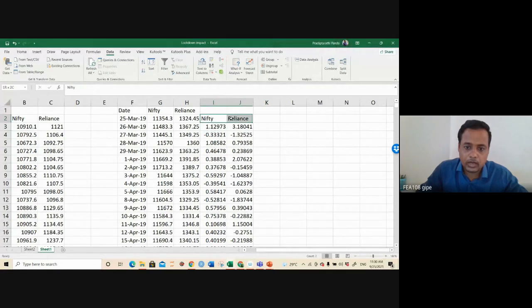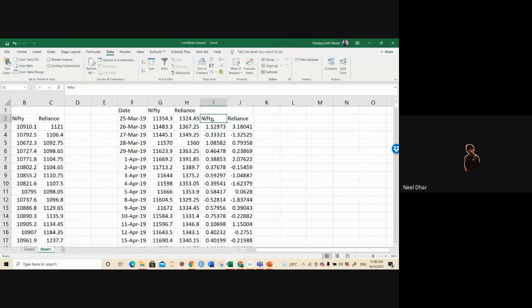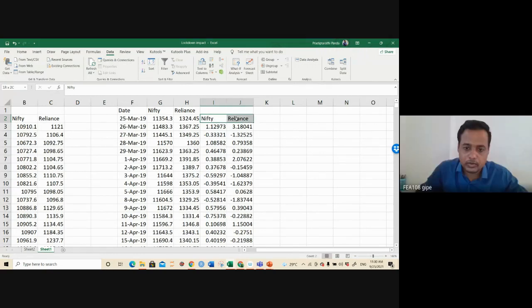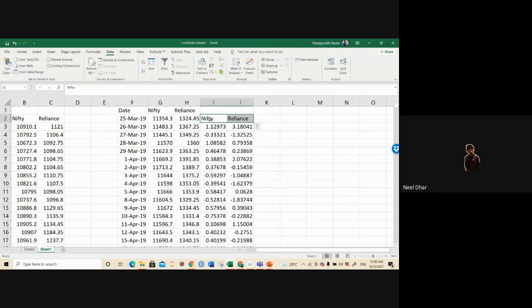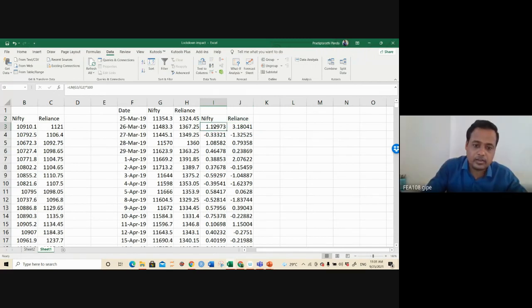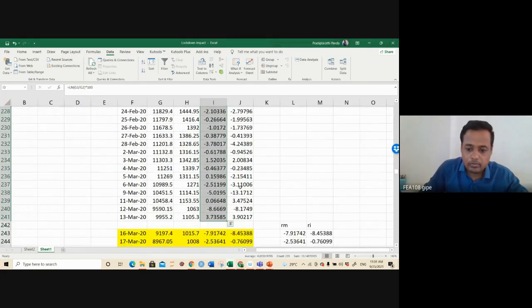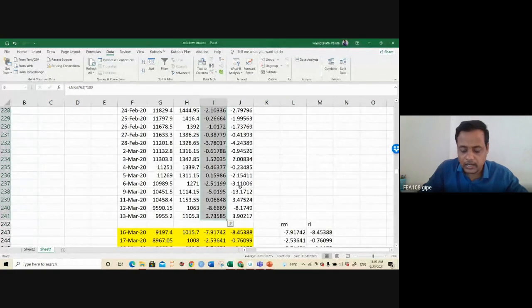You have left one row blank. The first one comes out as blank, so you have to remove that blank. Yes, sir. Remove the blank, sir. And see how many observations you have. Say 239 observations you have in the estimation window.